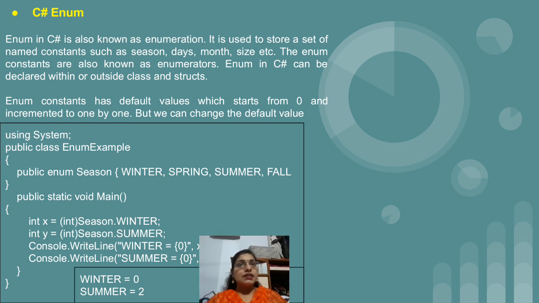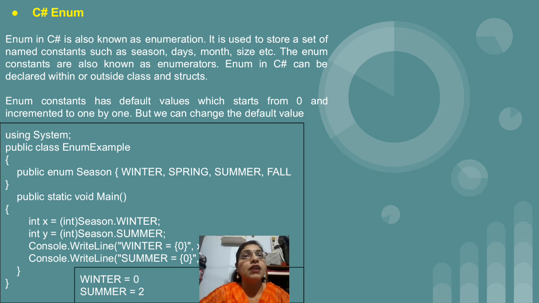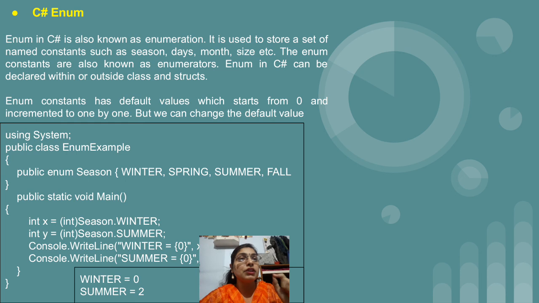In the same class, that is enum example, we have the main method. In the main method we now want to display the numberings. As we have passed the values winter, spring, the values will start from 0 numbering. So winter's index number is 0, after that spring's index number is 1, summer's index number is 2, and fall's index number is 3. So 0, 1, 2, 3, like that we have numberings.